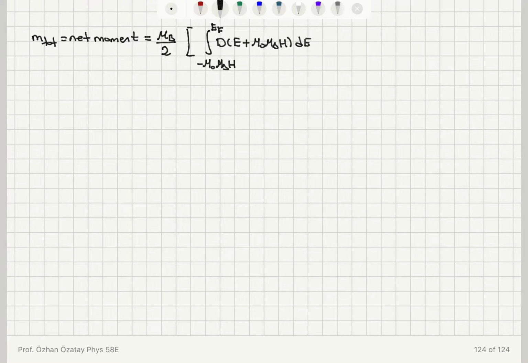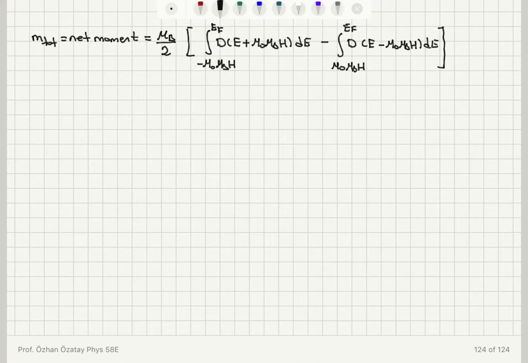So that's the number of up moments, minus the integral from plus mu 0 mu b h to E Fermi, density of states E minus mu 0 mu b h dE. That is the number of down moments. So at the end of the calculation I will get the net up moments.